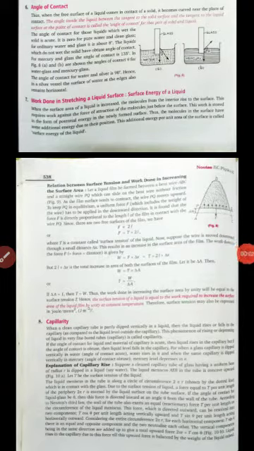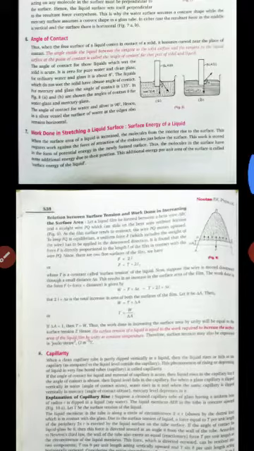Students, this is the second part of the video. Work done in stretching the liquid surface, the second part of the video on surface tension. In the first part, and this is the second part, work done in stretching the liquid surface, the surface energy of a liquid.